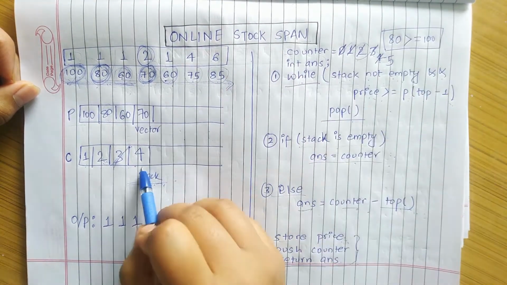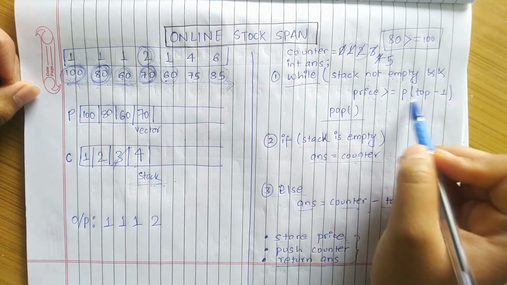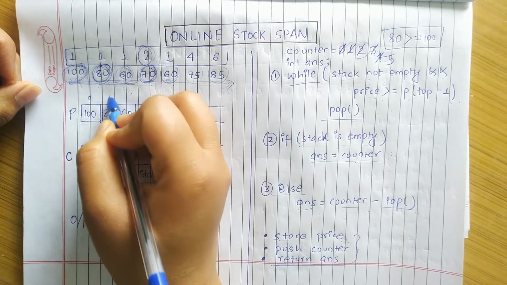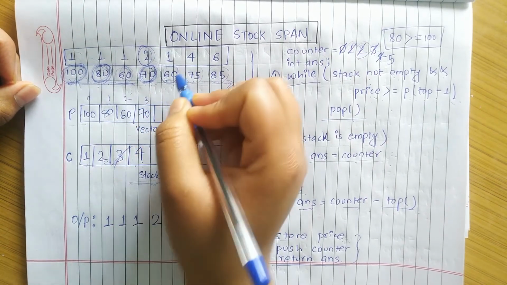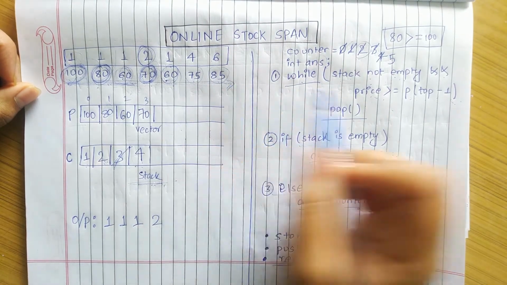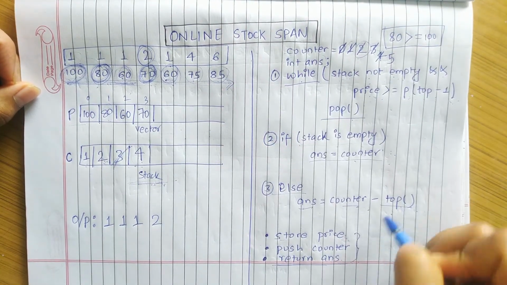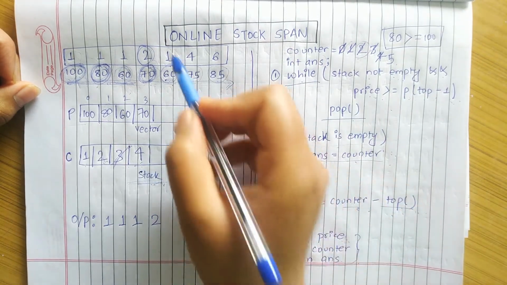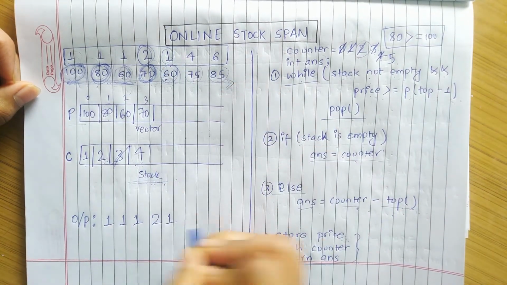And then is stack empty? No. Is price greater than P of top minus 1? 4 minus 1 is 3. So 0, 1, 2, 3. 70 and 60. Is it greater? No. So it will come out, stack is not empty. It will calculate answer, counter minus top, which is 5 minus 4, which is 1. 1 is our answer. So we get our answer.